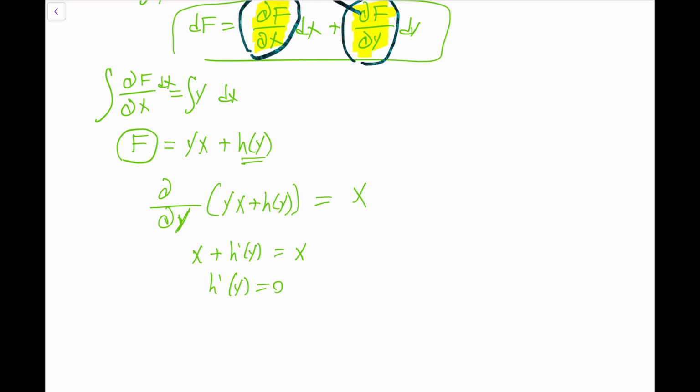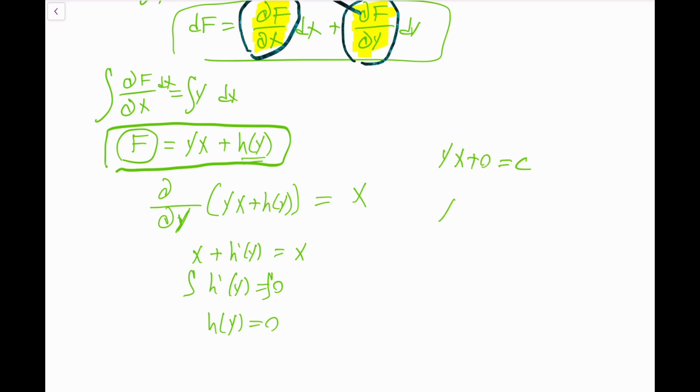Let's solve for h of y. So we can anti-differentiate both sides. So we get h of y is indeed equal to 0. So this means that we have solved the h of y in this f is equal to yx plus h of y. So we have yx plus 0 is equal to c. In other words, yx is equal to c as our solution. And that indeed is the solution. So it's pretty cool.